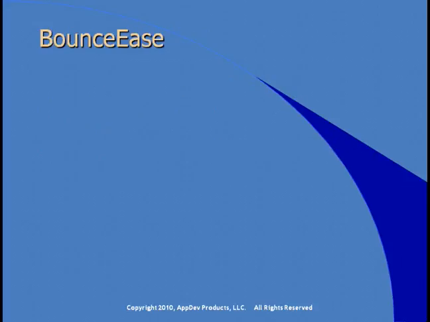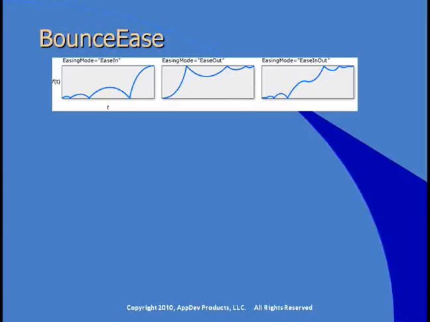Bounce ease, for example, is a built-in easing function. Now, there are a couple ways you can use these easing functions. One of them is to have the easing mode set to ease in. Another is to have the easing mode set to ease out. Or you can have both ease in and out.